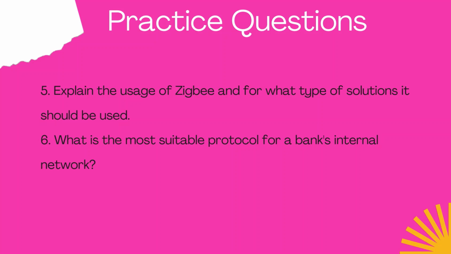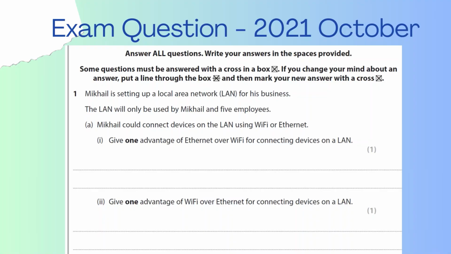Okay. We discussed 6 questions, and now let's move to some questions that came in Edexcel past papers from this section. So this is a question that came in the 2021 October paper. Let's read the question. Mikhail is setting up a local area network for his business. The LAN will only be used by Mikhail and 5 employees. Mikhail could connect devices on the LAN using Wi-Fi or Ethernet. Give one advantage of Ethernet over Wi-Fi for connecting devices on a LAN, a one mark question.